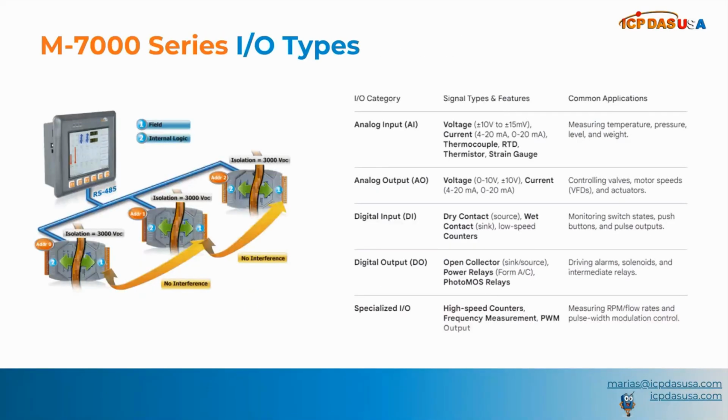Our M7000 series modules support operating temperatures between -25 Celsius to 75 Celsius or 13 degrees Fahrenheit to 167 degrees Fahrenheit. They're available in RTD, thermistor, thermocouple, current, voltage, strain gauge, frequency, pulse, counter, digital, and relay I/O types. They mount on a DIN rail and can be piggyback mounted up to 3 high.